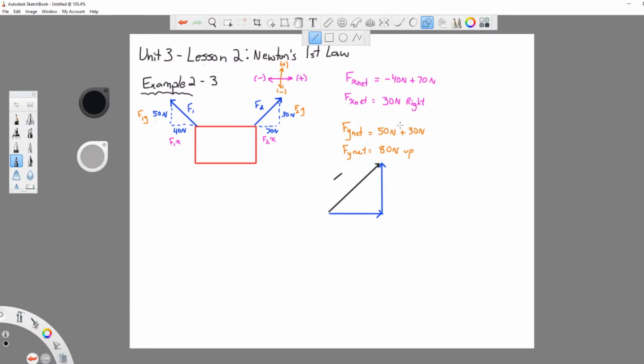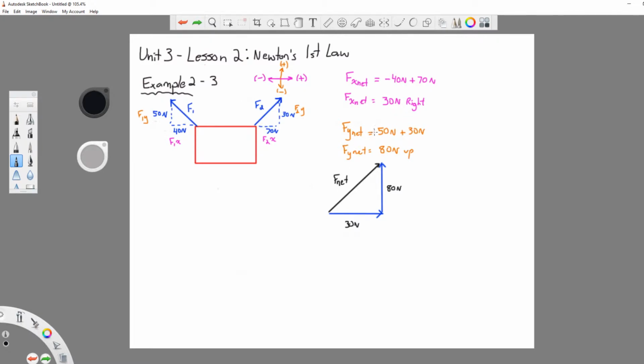So this is going to be F net. This is our 80 newtons, that's our Fy net. This is our 30 newtons right, our Fx net. Cool. So with these two forces pulling on it, the up forces add, so there's quite a strong upward force, and the side-to-side forces are battling each other. They kind of cancel each other out, but the right one is stronger, so it wins out, meaning this thing is going to move up and to the right.